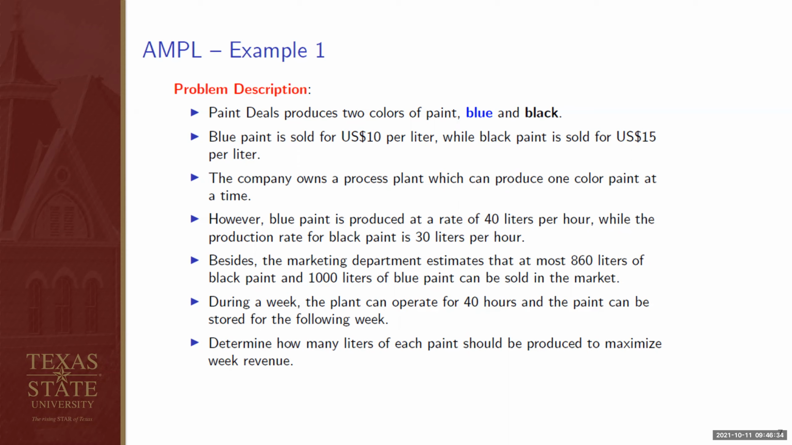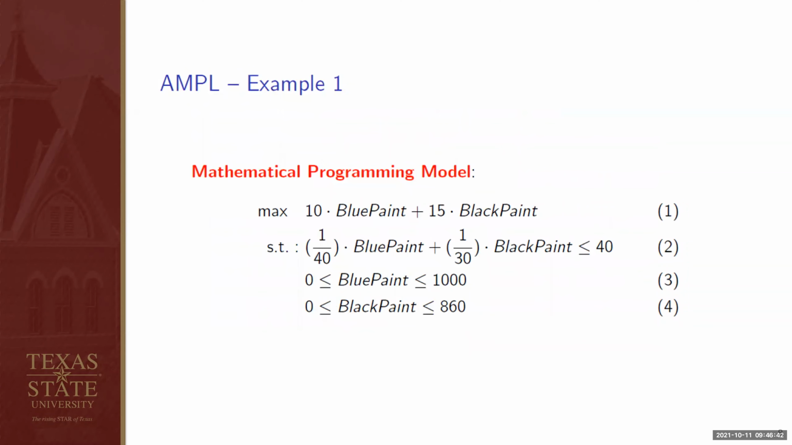Okay, so a very similar problem in terms of production planning. We have seen this type of problem before. So if we were to formulate this, we have two decision variables, one for how many blue paint liters you're going to produce, and then one for black paint.